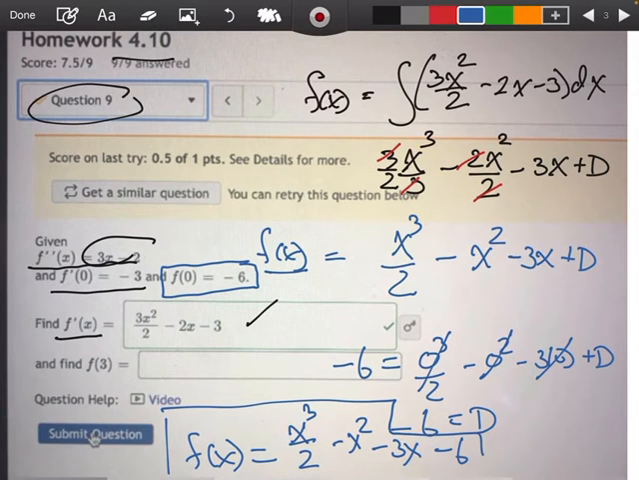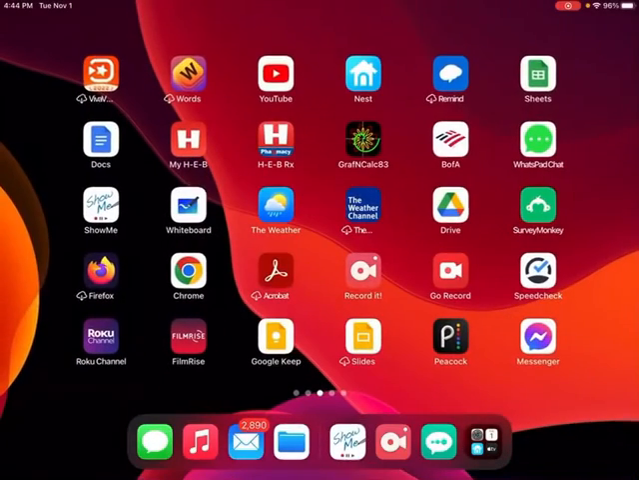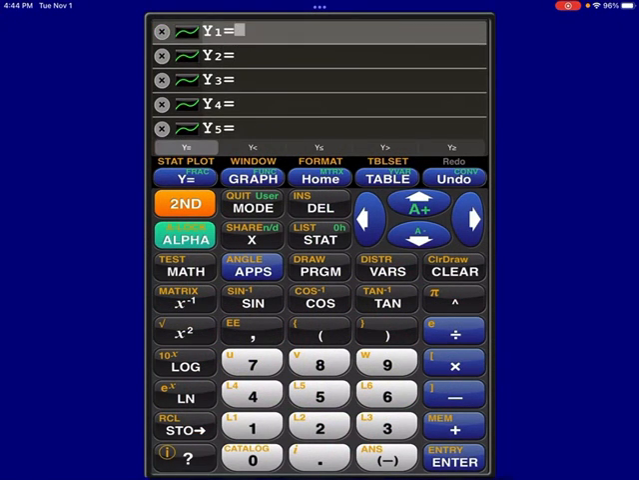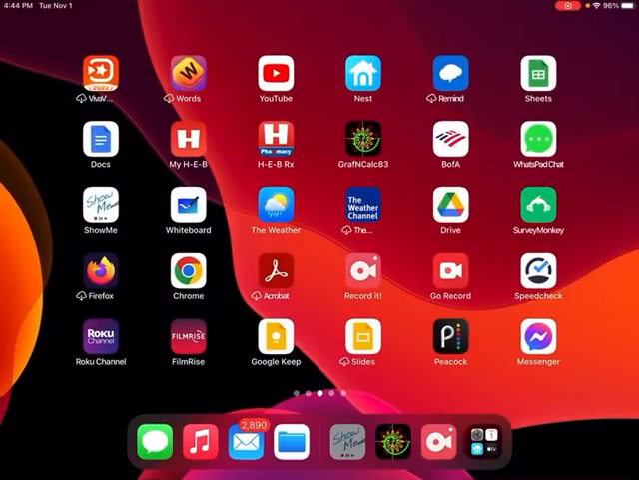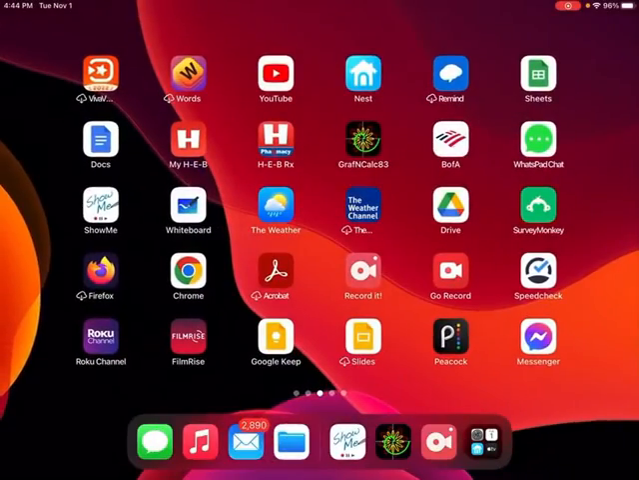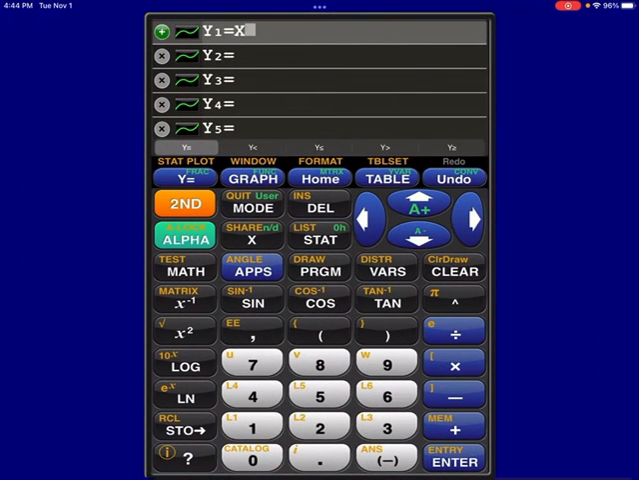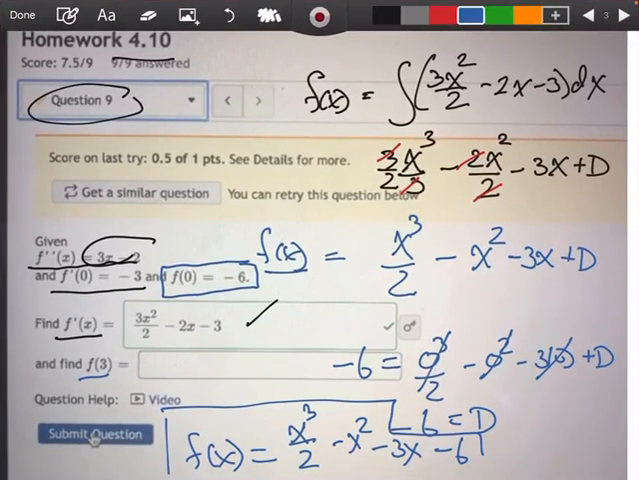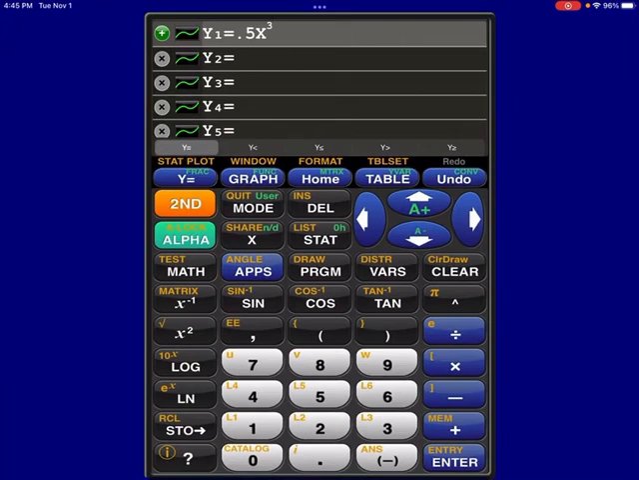There's my function. Now what we want to do, we want to find f of 3, okay? So y'all, what I'm going to do here, I'm going to have to use my calculator, okay? So I'm going to clear this out, go to my y equals, let me clear everything here. I'm going to enter that function, x to the third over 2. Okay, so we got x to the third, and I'll put it this way, y'all. I'll put a 0.5, that's over 2, right? X to the third, okay? What else do we have? A minus x squared, a minus 3x, and a minus 6, okay? So there's my function, okay?